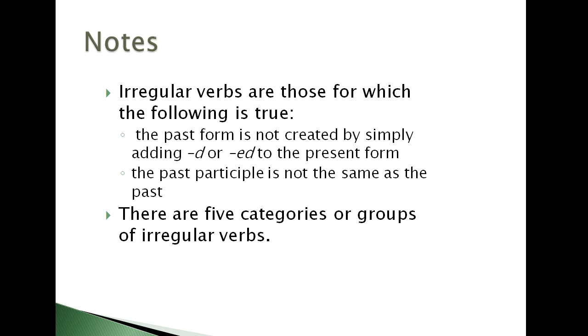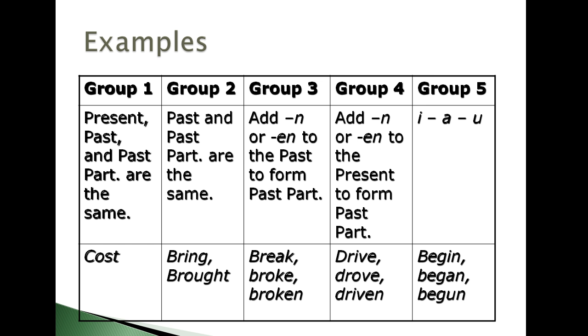There are 5 categories or groups of irregular verbs. You don't need to worry about the labels, like which one's group 1 or group 3 or group 4, but you need to know that there's different ways to create the past and the past participle forms of the verb once you know the present. These are some of the following examples.